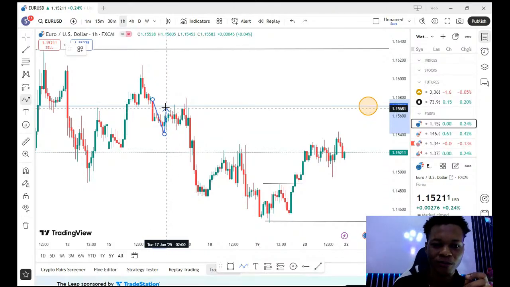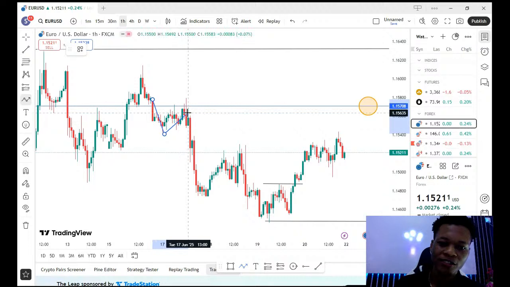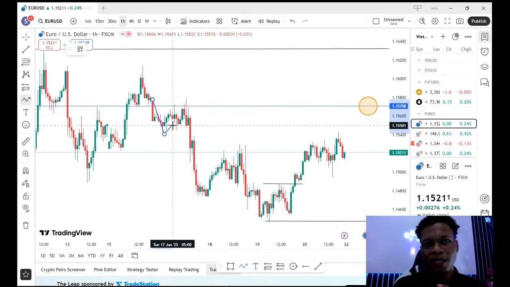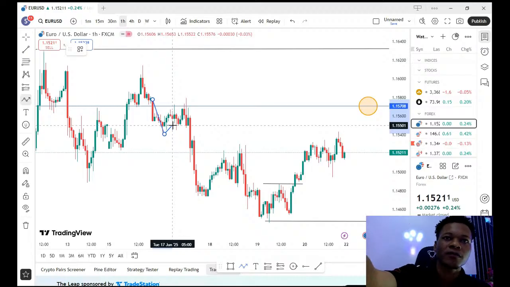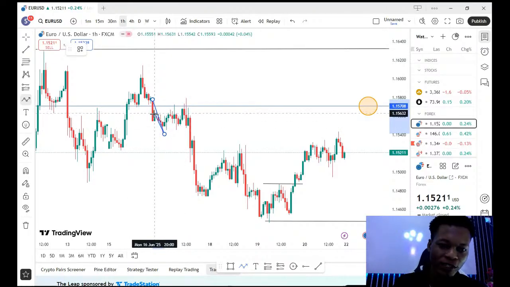You notice price came here. There are multiple rejections on these particular key zones, telling you that in here you must have seen the preferred candlestick pattern that you always go along with. Here I've seen a morning evening star, and price came all the way to this particular zone.